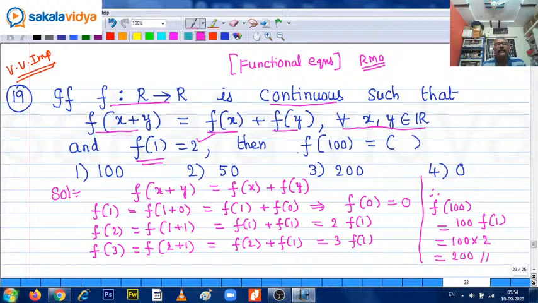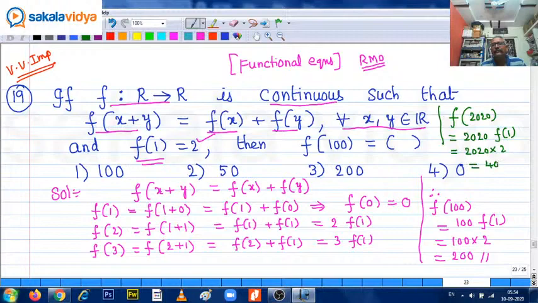Not only f of 100. Suppose this question may be asked this year like this, f of 2020. f of 2020 also we can find out. That is 2020 times f of 1. What is f of 1 given? 2. So 2020 times 2. So our answer is 4040, not a 2020 match. It's a 4040 match.